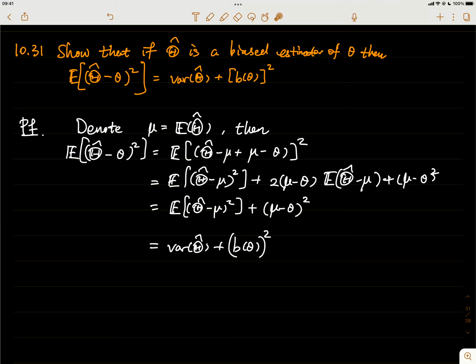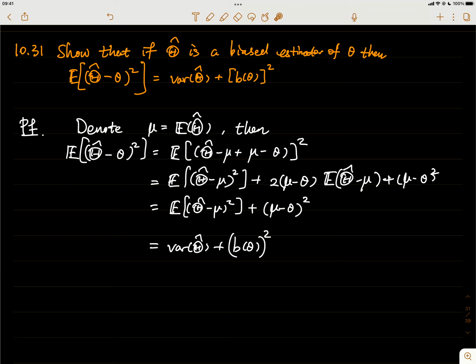Problem 10.31: show that if theta hat is a biased estimator of theta, then the expectation of this squared thing is equal to the variance of theta hat plus the square of the bias. This is called the mean squared error, right? That's what we learned in class, and it is also on the slides. So I'm going to show that one more time here.